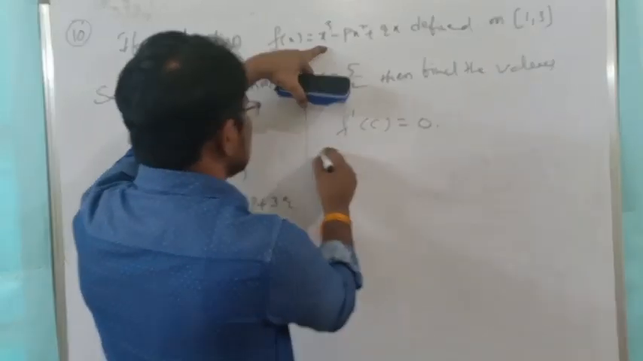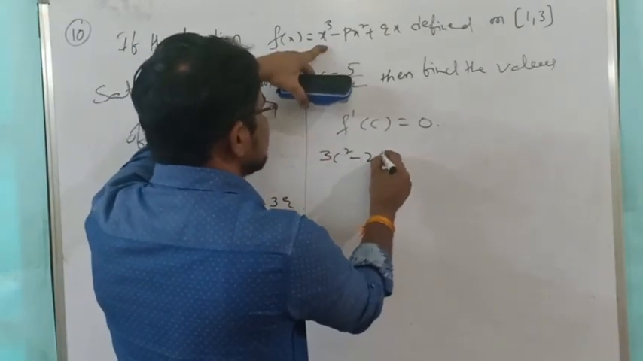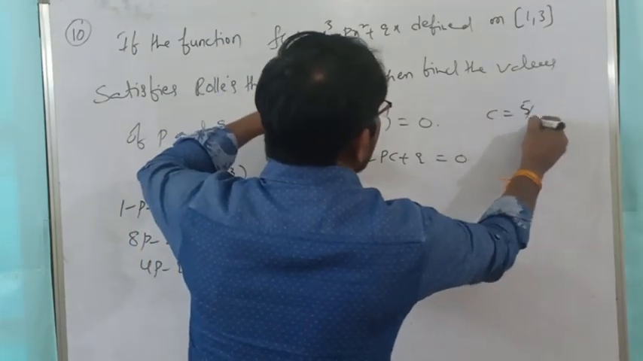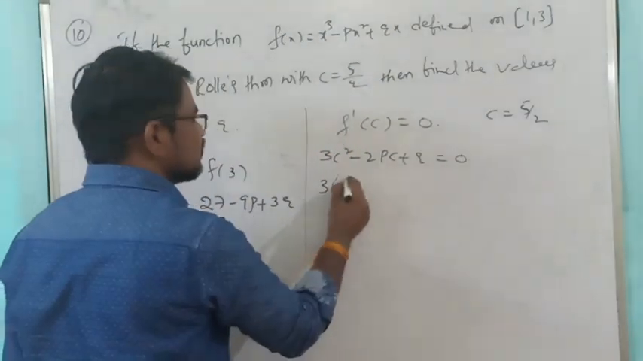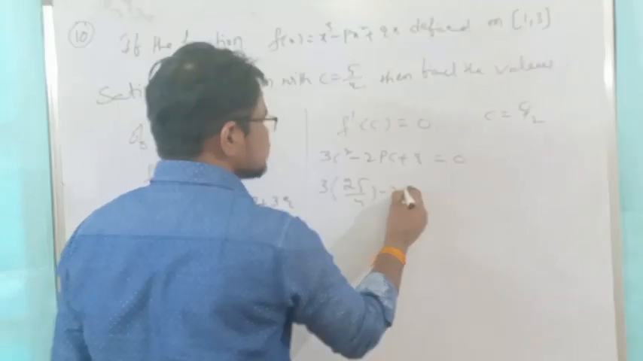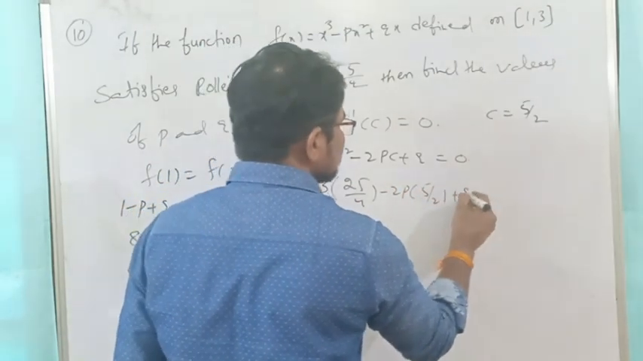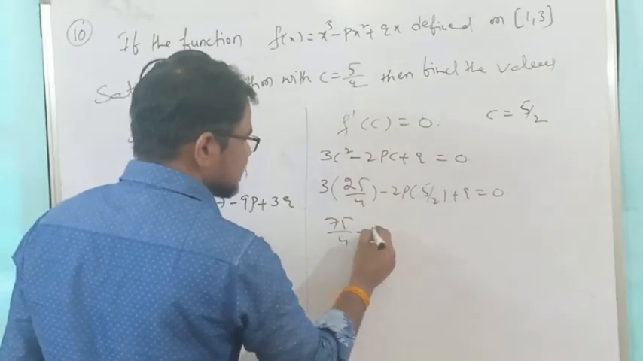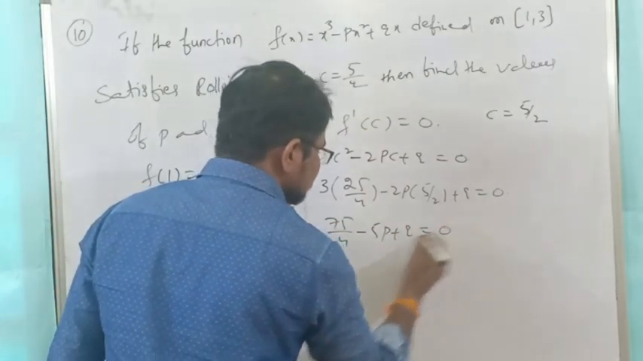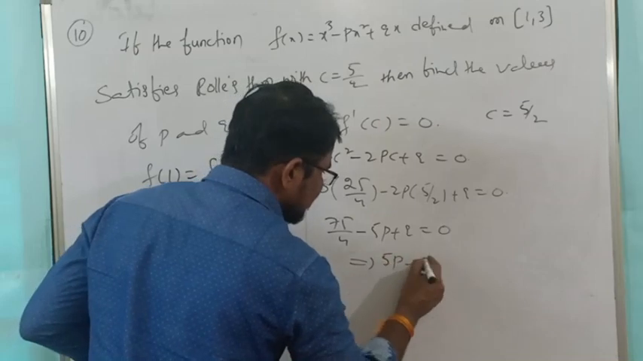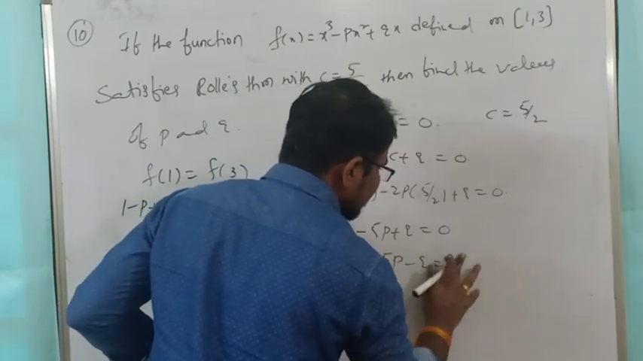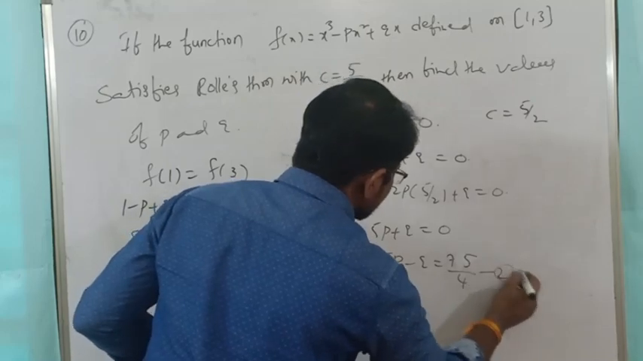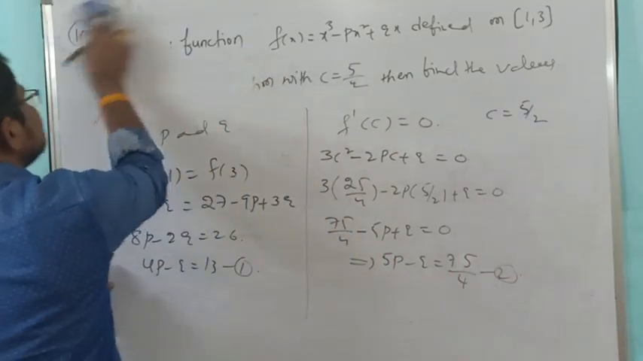Do the differentiation here: 3c square minus 2pc plus q equal to 0, where c equal to 5 by 2. Now 3 into 25 by 4 minus 2p into 5 by 2 plus q equal to 0. Now 75 by 4 minus 5p plus q equal to 0. That implies 5p minus q equal to 75 by 4. Take this as equation number 2.